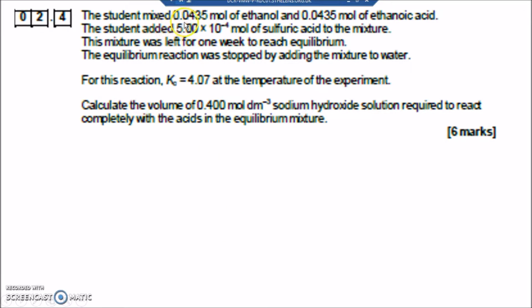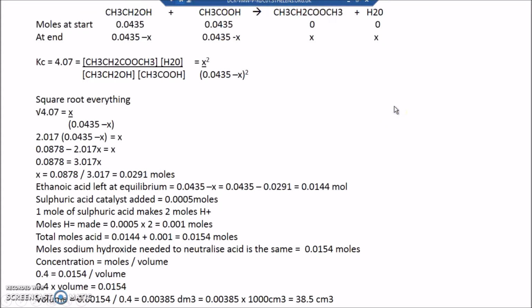A student mixed 0.435 moles of ethanol and 0.435 moles of ethanoic acid, and then used 5.00 times 10 to the minus 4 moles of sulfuric acid in the mixture as well. The mixture is left for a week to reach equilibrium. The equilibrium reaction was stopped by adding the mixture to water. The Kc, the equilibrium constant, was 4.07. Calculate the volume of 0.4 mol dm to the minus 3 sodium hydroxide required to react completely.